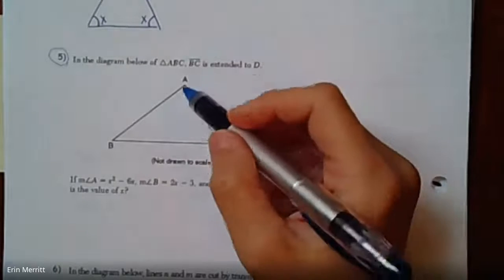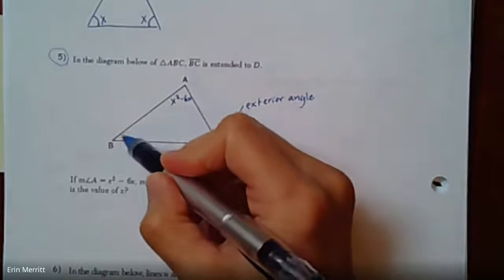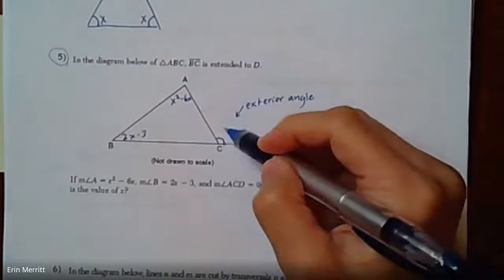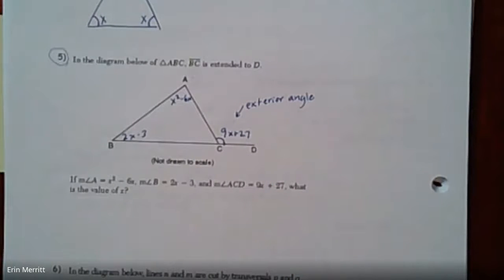So angle A is x squared minus 6x. I'm going to label that. Angle B is 2x minus 3. And then angle ACD is 9x plus 27. And then it's asking you for the value of x.